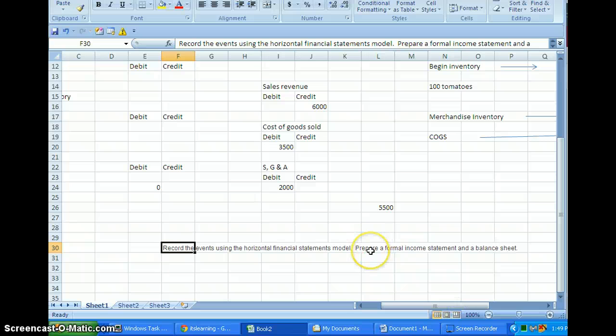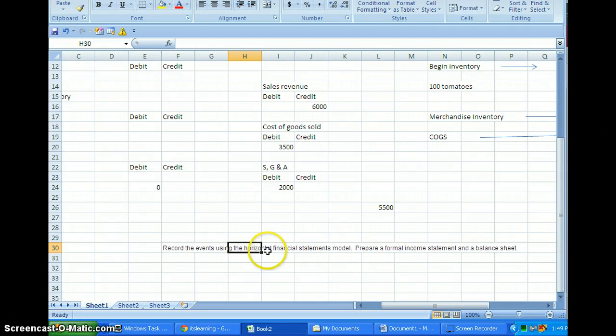So again, the exercise is calling for the horizontal financial statement model, then the income statement and balance sheet. And if you'd like to go ahead and do the statement of cash flow, I would greatly appreciate it, and it would benefit you as well.